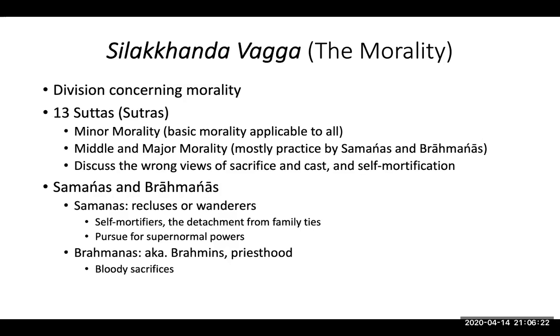Okay, before we get into detail on each sutra of Silakkhanda Vagga, let's think about samanas and brahmanas. Who are they? Samanas and brahmanas, these 2 words compounded can be translated as ascetics and brahmins, or leaders in religious life.